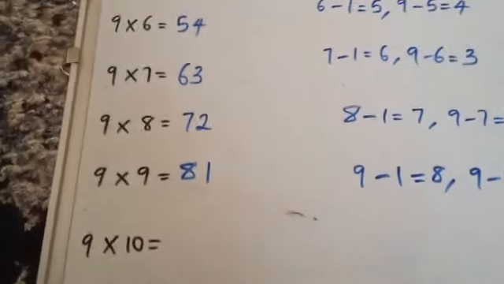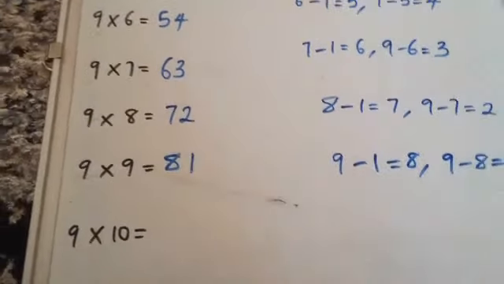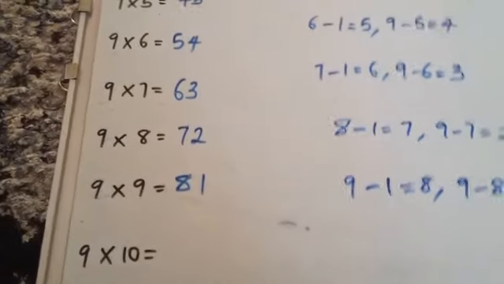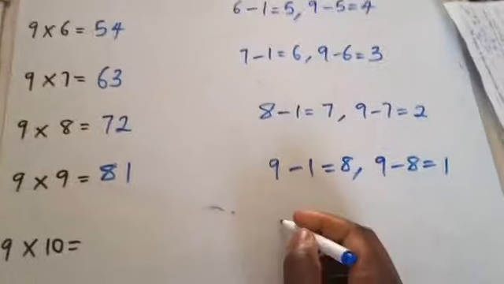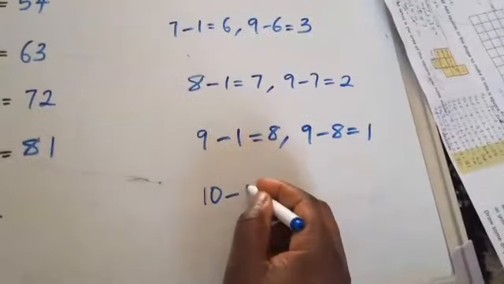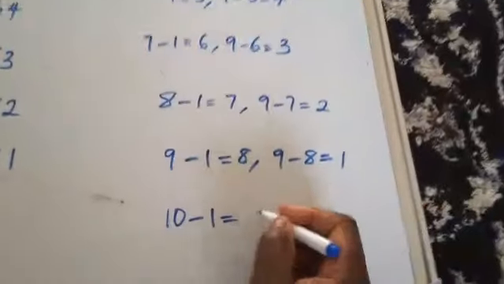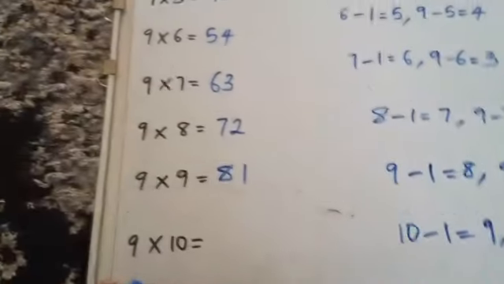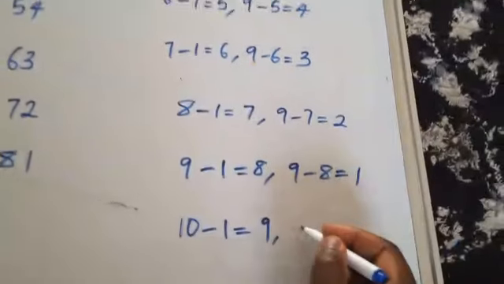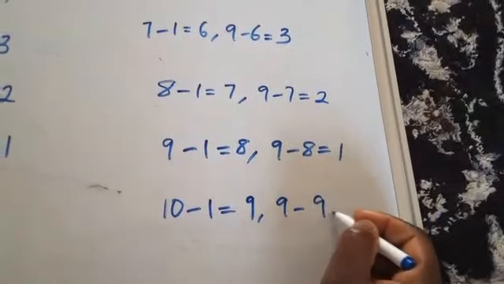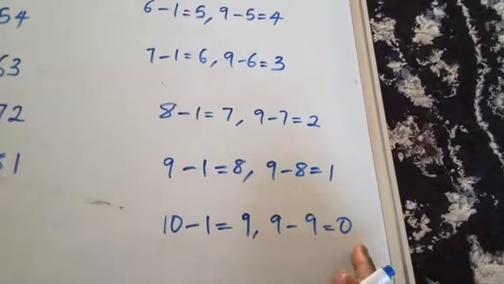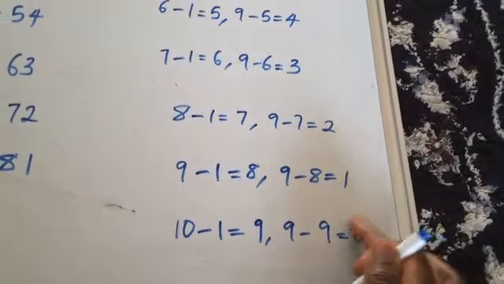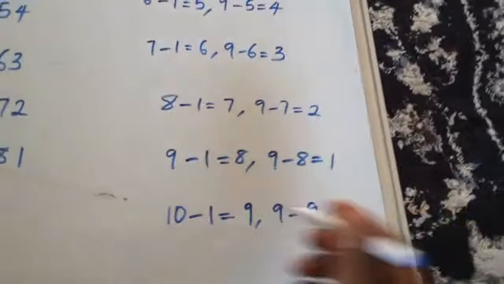The next, I told you, is for one digit number, but it also applies to 10. So we'll be stopping at 9 multiplied by 10, which is 10 minus 1. 10 minus 1 is 9. Then 9 minus 9 is 0. So we'll have our 9 and 0, which is 90.